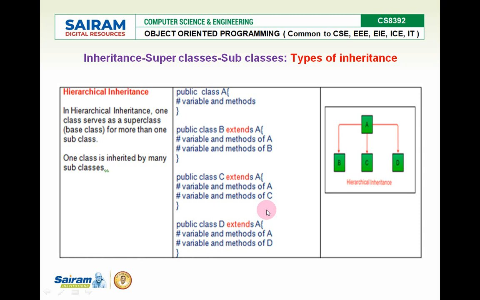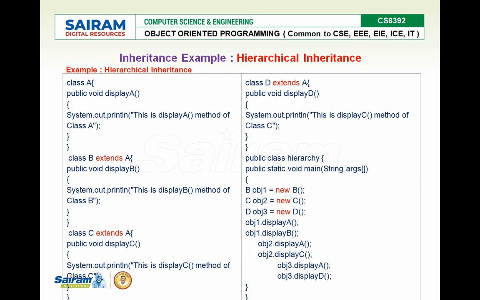One base class, multiple derived classes. This is what is called hierarchical inheritance. You can compare this diagram with an organizational structure. In an organization, only one head will be there, and a number of subordinates will be under that one head. That is what hierarchy of inheritance is.